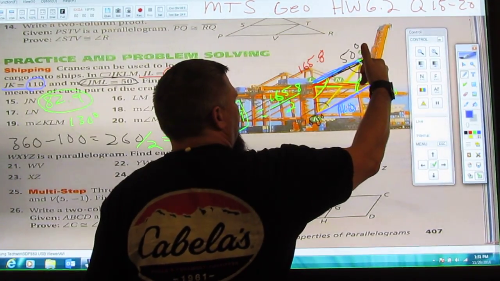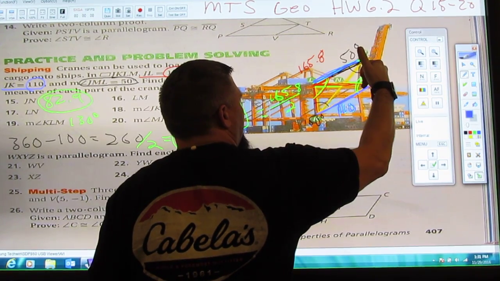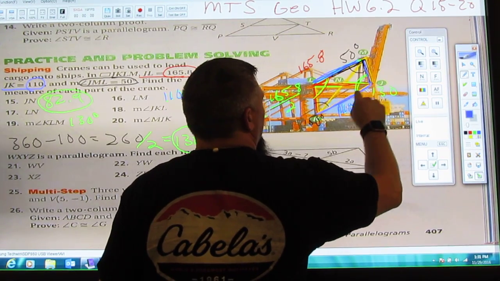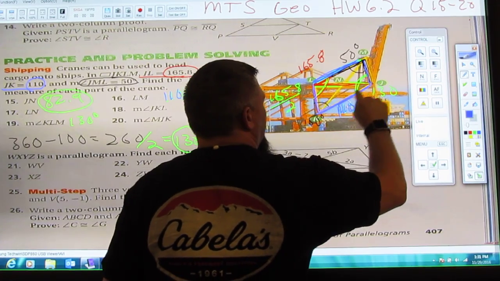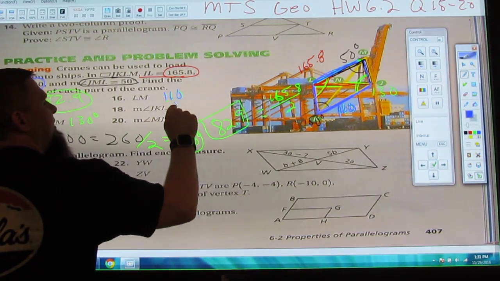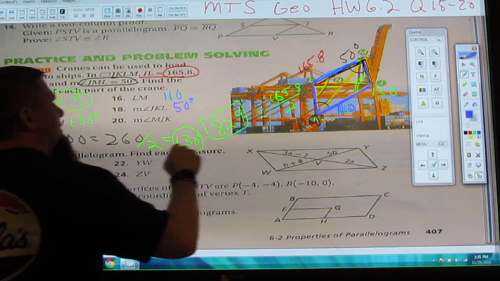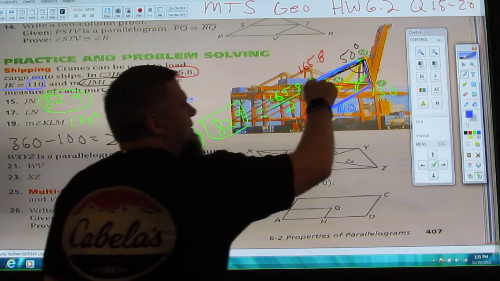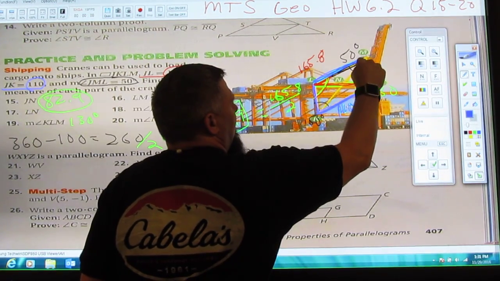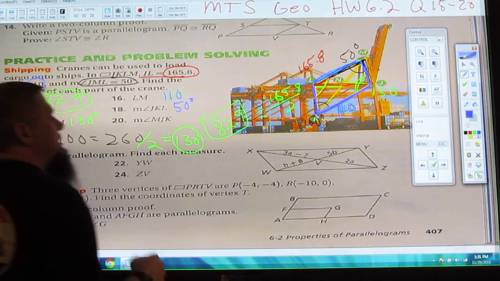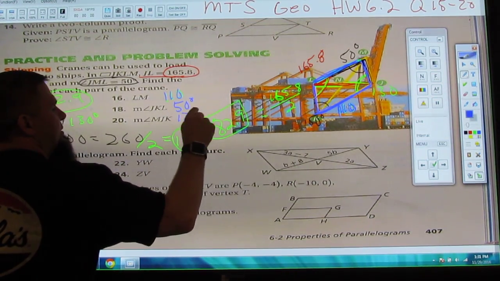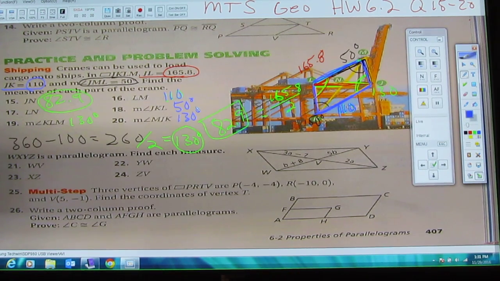So then it's asking me about JKL. J, K, and L. So this guy right here, we already know that's 50, because we labeled it. And MJK is 130. We labeled it, so that's 130 degrees. And that's it. That's kind of what we're looking at. Pretty simple. Not too terribly difficult. Do you have questions on that part?